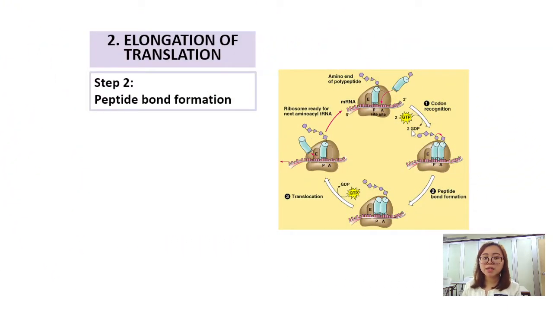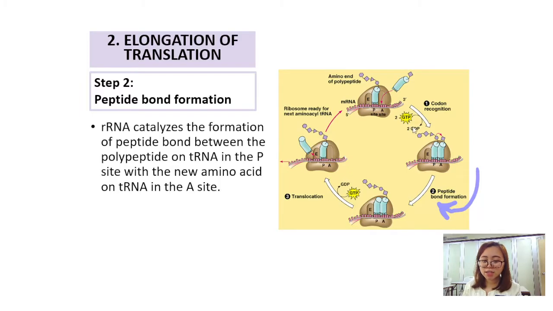The second step in elongation part of translation is the peptide bond formation. So it is happening here. In the peptide bond formation step, rRNA will catalyze the formation of peptide bond between the polypeptide on tRNA in the P site with the new amino acid on tRNA in the A site. Dalam erti kata lain, dia akan membantu untuk hubungkan amino acid yang di sini, yang di P site, dengan amino acid di A site.